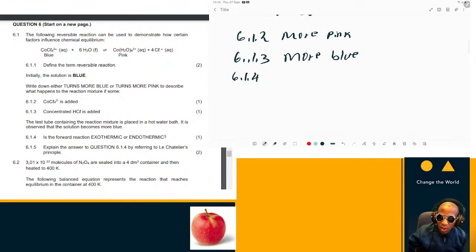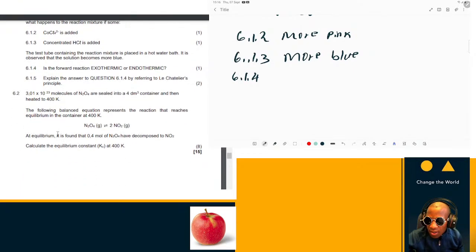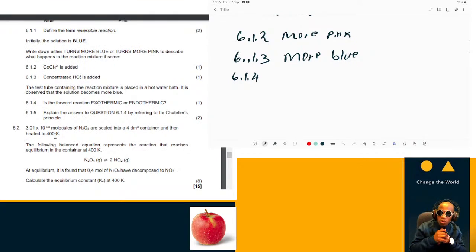Now we are on 6.1.4. They give us a scenario also. The test tube containing the reaction mixture is being placed in a hot water bath.